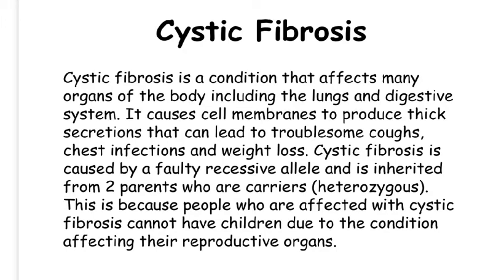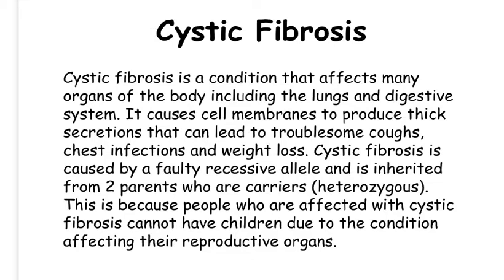Cystic fibrosis is a condition that affects many organs of the body, including the lungs and digestive system. It causes cell membranes to produce thick secretions that can lead to troublesome coughs, chest infections, and weight loss. Cystic fibrosis is caused by a faulty recessive allele and is inherited from two parents who are heterozygous or carriers. This is because people who are affected with cystic fibrosis cannot have children due to the condition affecting their reproductive organs. Carriers are not affected in any way and probably won't know they are carriers until they have a child with cystic fibrosis.